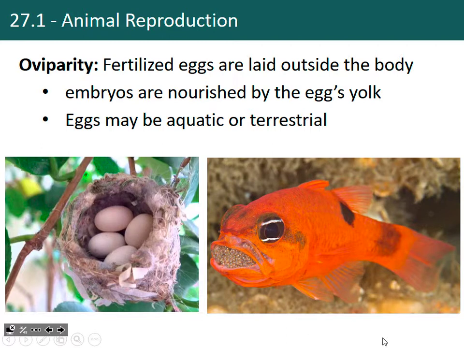So gastric brooding, mouth brooding, and also skin brooding. Some animals store the eggs in deposits in folds in their skin while they develop. Some frogs do that, yeah.